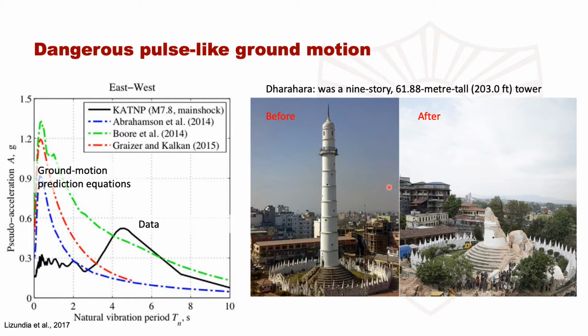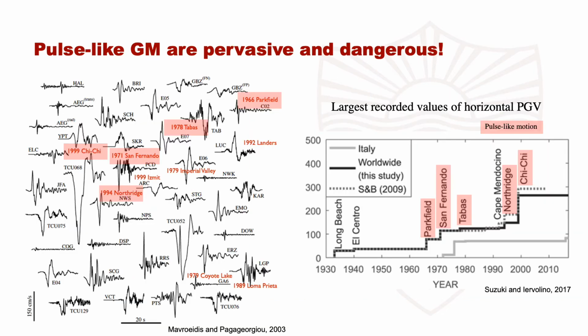Here's one example. It is called Dharahara Tower, a nine-story historical monument. It was completely destroyed during the earthquake. But look at the surrounding smaller buildings, they were almost intact. That is because the ground motion in the short period is not sufficiently strong to destroy them.